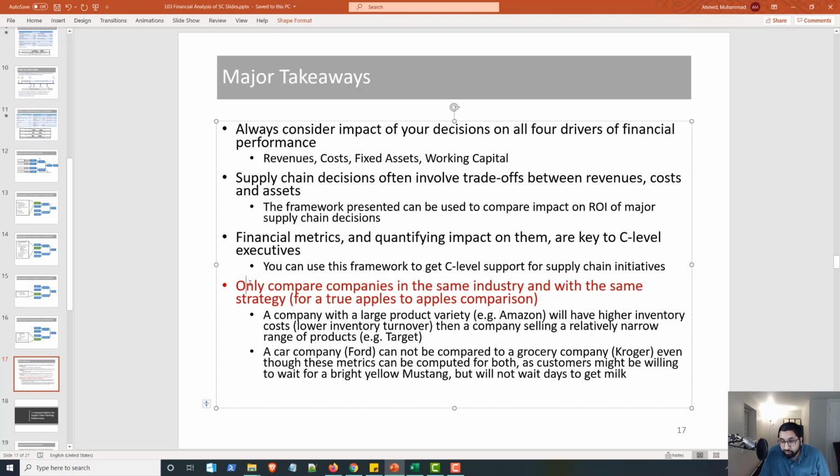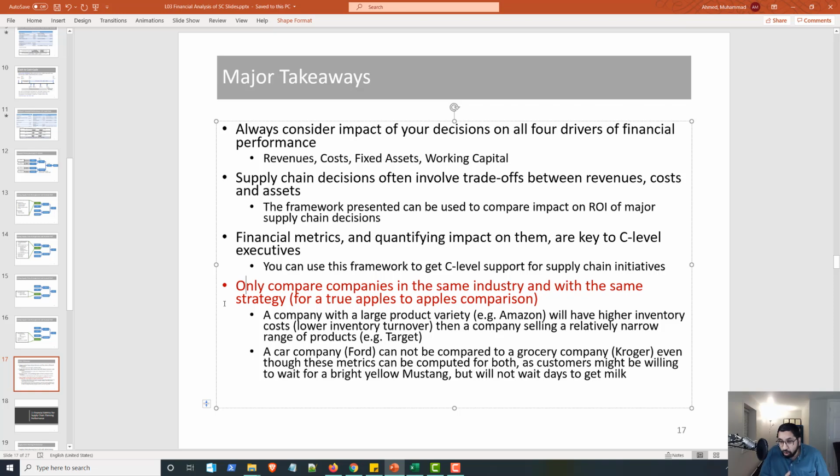A car company like Ford cannot be compared to a grocery company like Kroger, even though these metrics can be computed for both, as customers might be willing to wait for a bright yellow Mustang, but will not wait days to get milk, right? So Kroger has to have high availability of milk. Ford can have maybe one Mustang on display and then the other Mustangs get shipped later once the customer books them or something, right? So when you have very different companies or very different strategies, you can't really make an apples to apples comparison easily. So you have to be careful when you compare companies using these metrics.